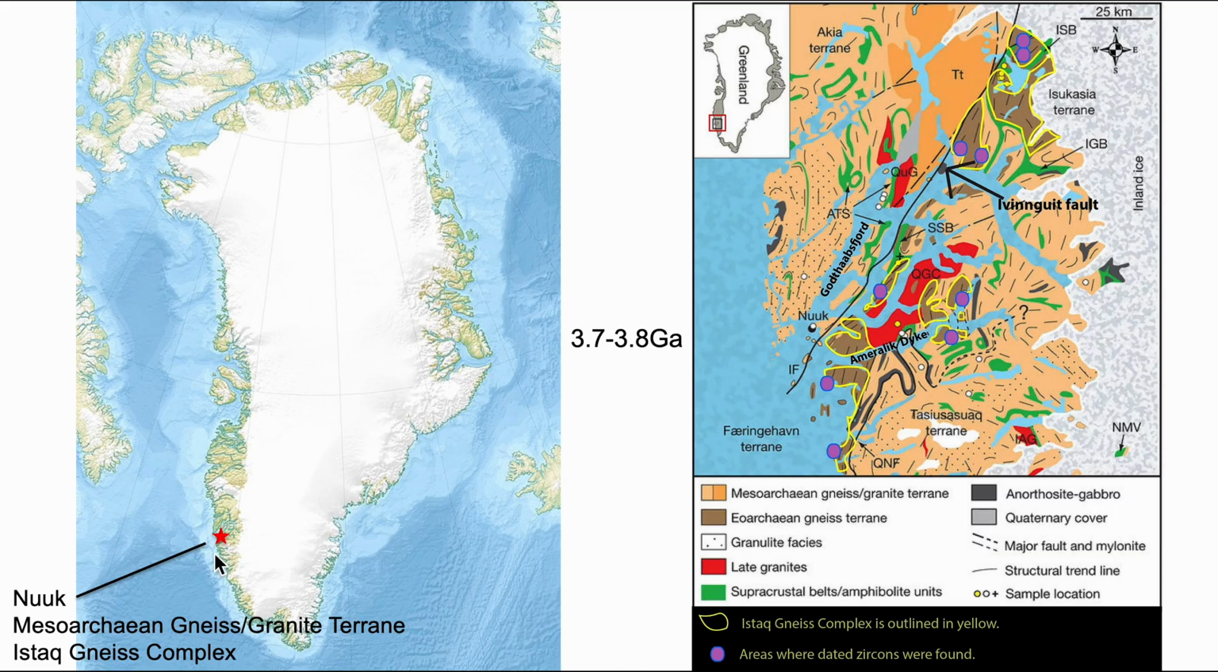It's in southwestern Greenland, and it consists of Mesoarchean gneiss and granite terrain. This ultimately includes the Istaq Gneiss Complex. So we can see the city of Nuuk here. It's surrounded by these ancient metamorphic rocks that range in age from about 3.7 to 3.8 billion years, some of the oldest rocks on Earth.